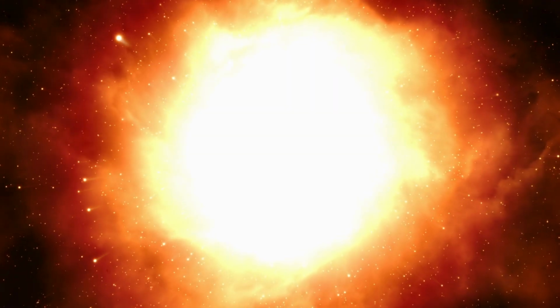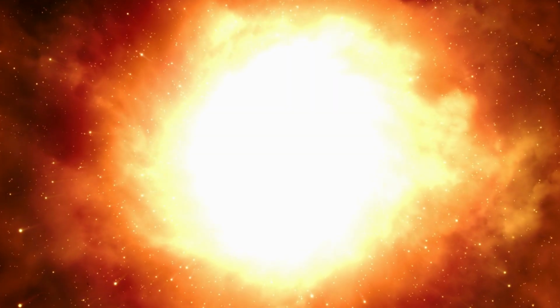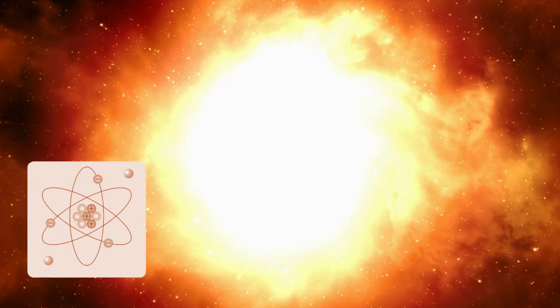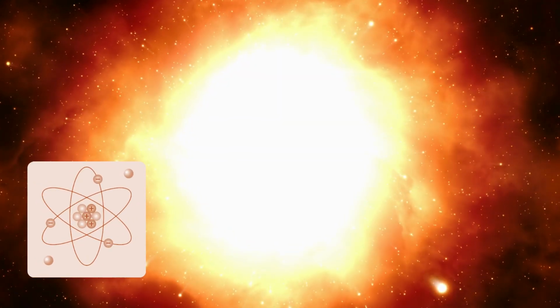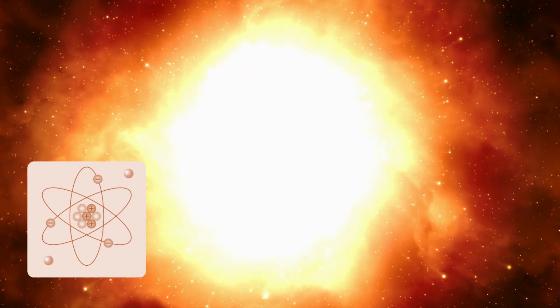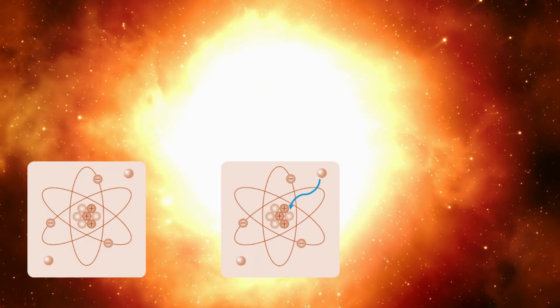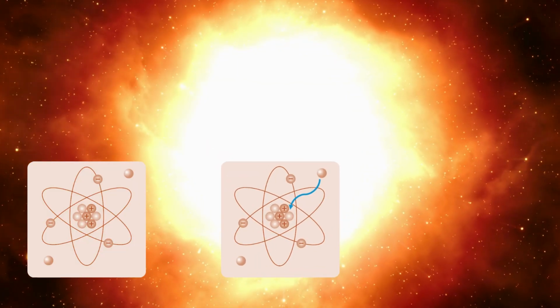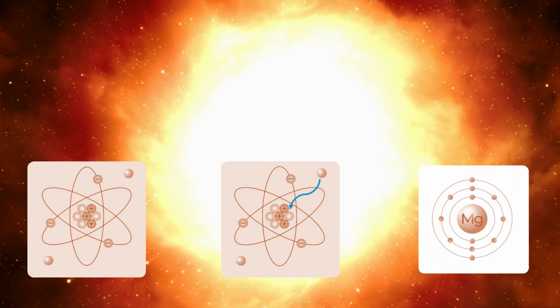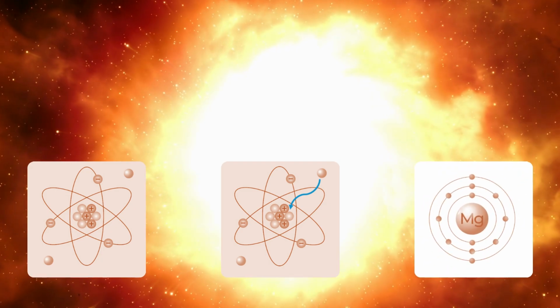Magnesium is formed in a process called neutron capture. In dying stars, free neutrons are readily available to combine with the nucleus of elements. Starting with hydrogen and helium, over time, more and more neutrons are added to the nucleus, resulting in the formation of heavier elements. This leads to the formation of magnesium.